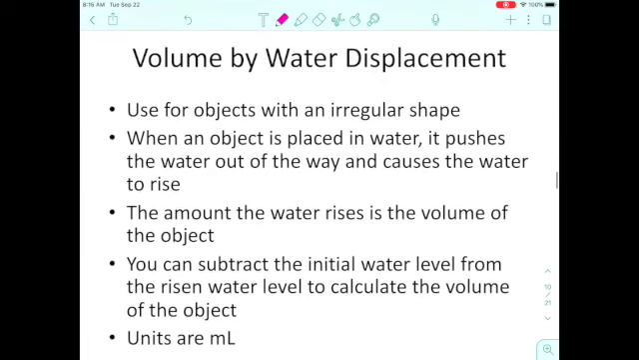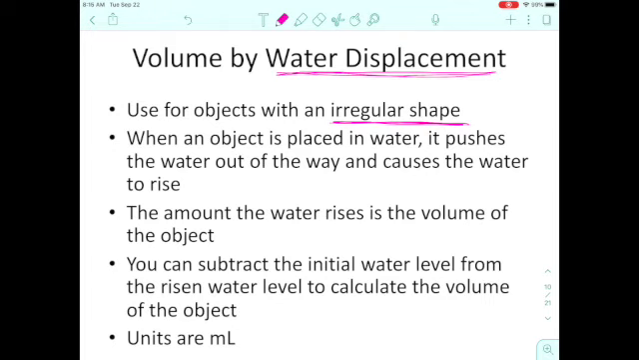Water displacement. So there's another way to find volume, and it's called water displacement. And how it works is if you have an object, you can place it in water, and then the water level goes up. And however much the water level goes up is the volume of the object that you put in the water. And we typically do this for an object that has an irregular shape, or if it'll fit in a graduated cylinder. Okay?